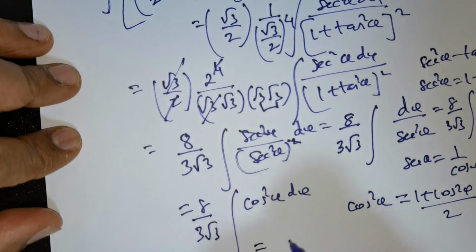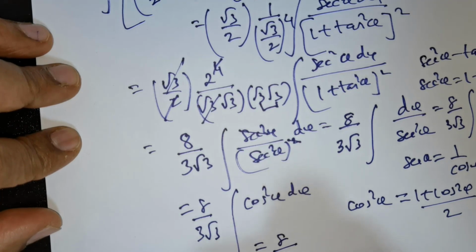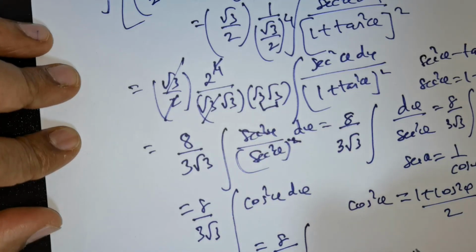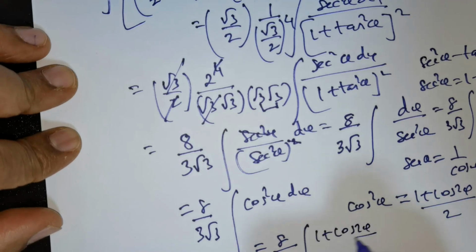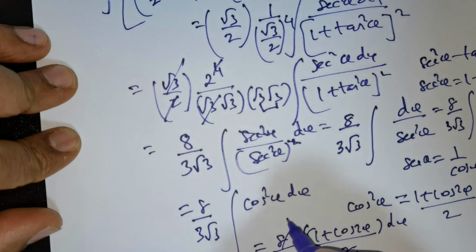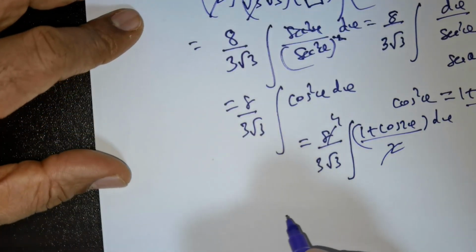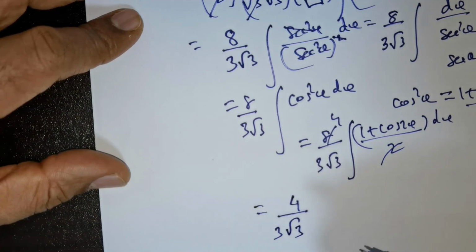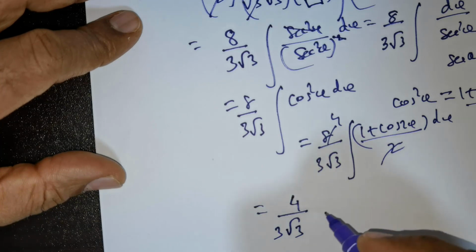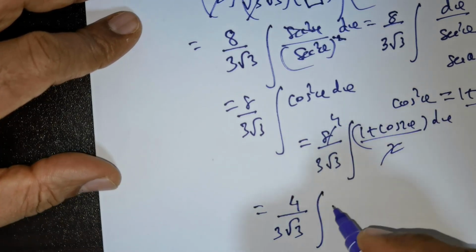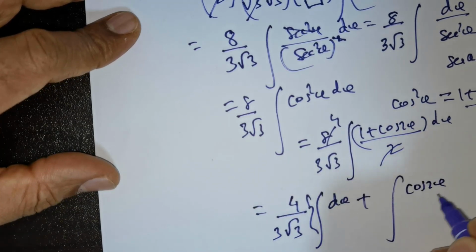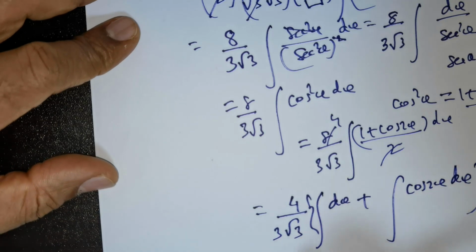Okay, now we know that cos square theta is equal to (1 + cos 2 theta) divided by 2. So I can replace that, 8 over 3 into root of 3, multiplied with (1 + cos 2 theta) divided by 2 times d theta. Now 2 divides here 4 times, so you have 4 over 3 into root of 3. Now what I can do is I can distribute this d theta, so that's going to be integral d theta plus integral cos 2 theta times d theta. Okay, so this is what I've got.